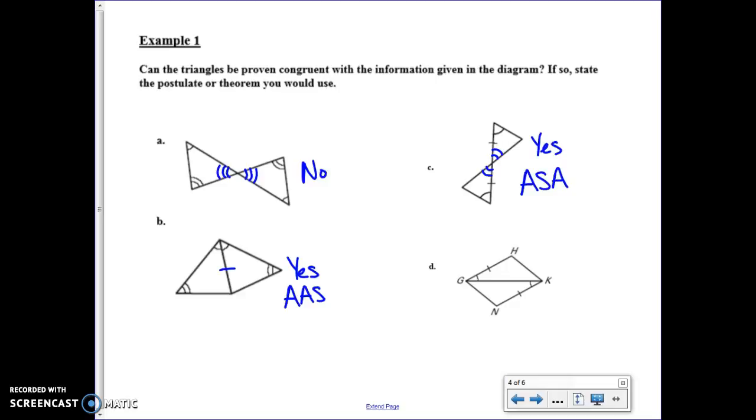All right, and then looking at example D, again, I see sides touching there. So GK and GK match up. So this time I see 2 sides marked and the angle in between. So I would say yes, and it would be by side, angle, side.